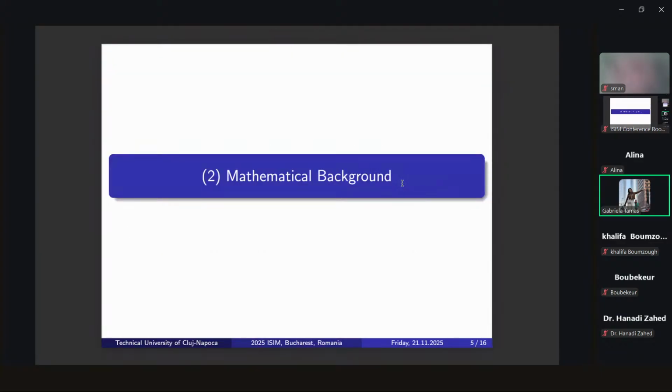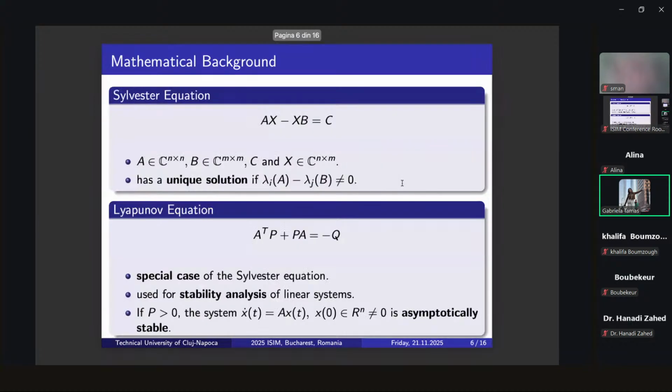Now, let's move on to the mathematical background of our paper. On this slide, we can see the two main equations we used. The first one is the Sylvester equation. It involves matrices A, B, C, and the unknown matrix X. The equation has a unique solution if the matrices A and B have no eigenvalues in common.